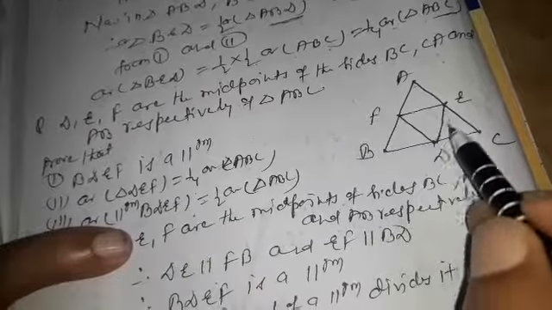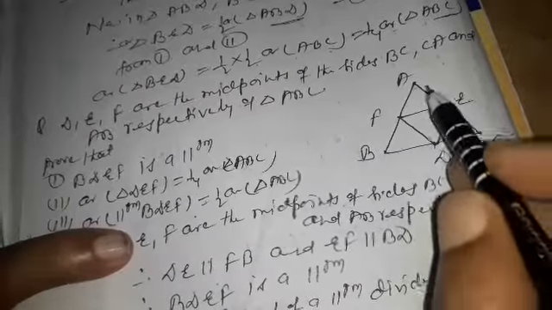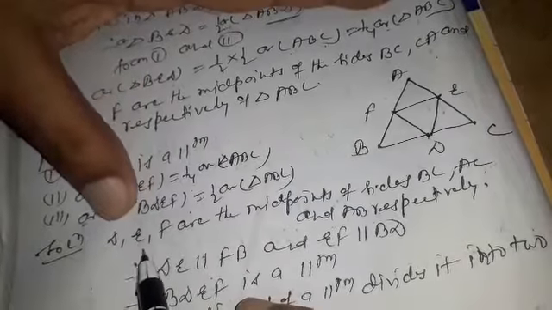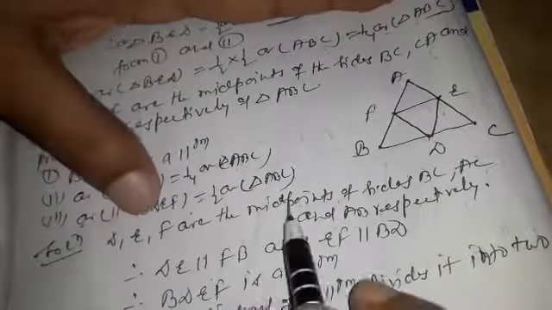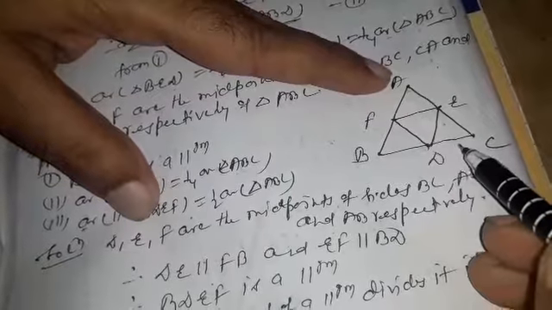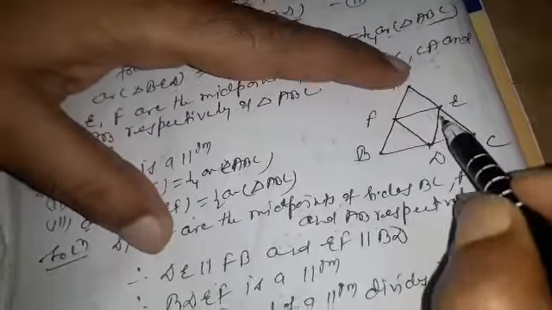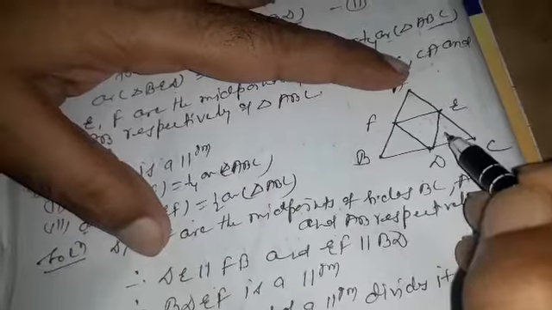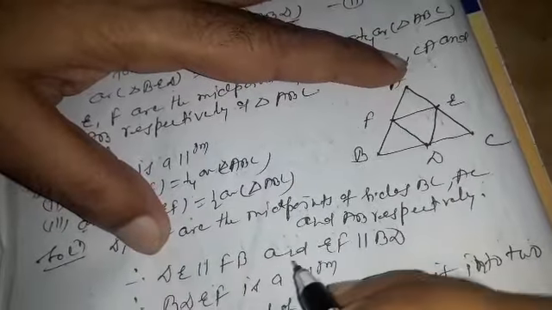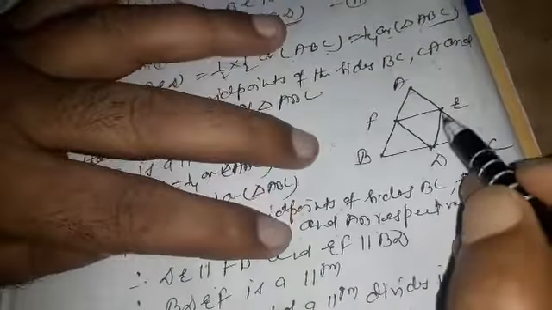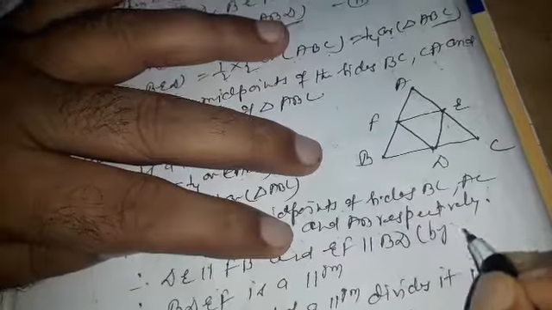BDEF is a parallelogram, and its area is half the area of triangle ABC. Solution: D, E, F are the midpoints of sides BC, AC and AB respectively. So we know that DE is parallel to AB by the midpoint theorem, so DE is parallel to FB, and EF is parallel to BD by the midpoint theorem.